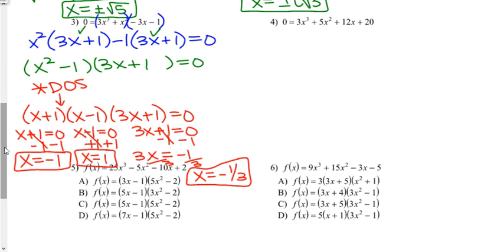Let's look at number 4. I'm going to group like that. And what can I take out of the first group? Well, I can't take out a number. 3 does not go into 5. I can't take out a 2 because they're both odd numbers. So the only thing I can factor out here is an x squared. I'm left with 3x plus 5. And then out of the second group, I can factor a 4 out. So plus 4, and I'm left with 3x plus 5 as well.